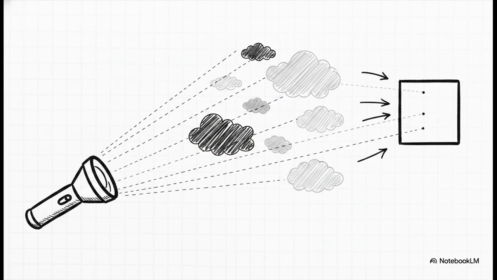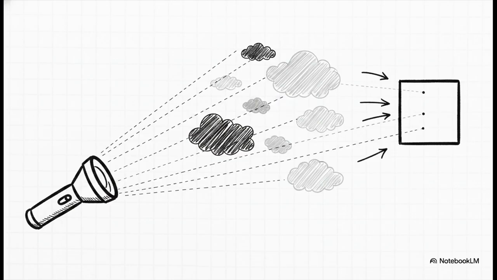First is sigma of r of t. This is the volume density. In our analogy, this is exactly how thick the smoke is at that exact microscopic point in space. Second is little c of r of t, d. This is the emitted RGB color at that exact point, given our specific viewing direction, d. That's the color of the smoke particle.